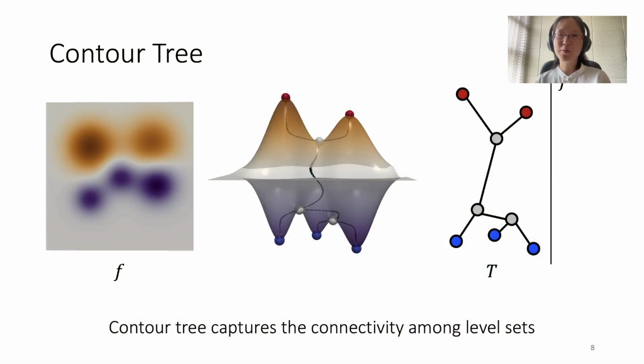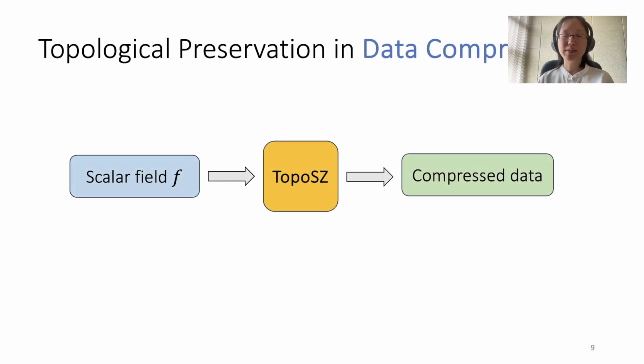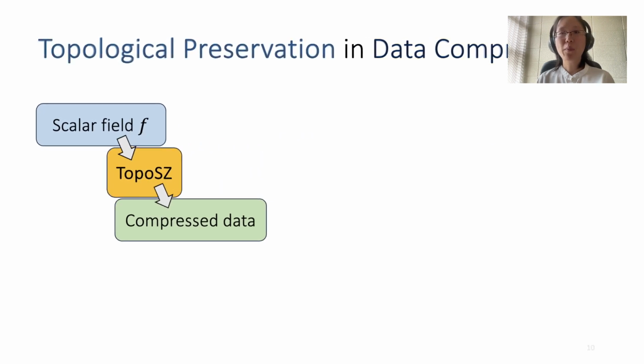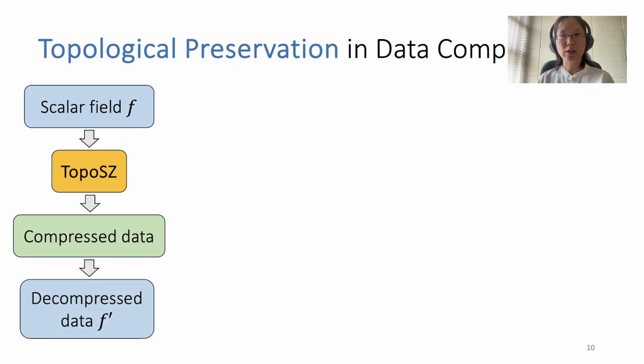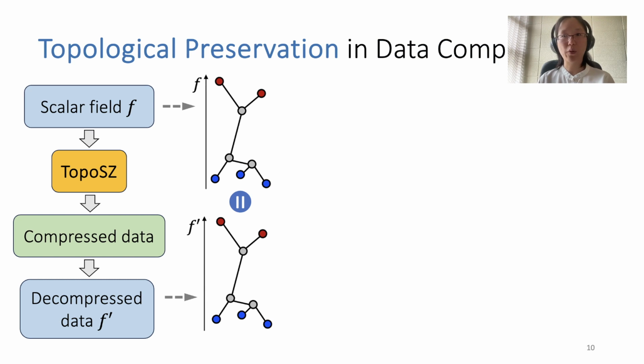We are interested in preserving topological features captured by contour trees. Here is a simple example of a contour tree. It captures the connectivity among level sets. Given a scalar field, we use a compressor to get the compressed data. So how to evaluate the performance of topological preservation? In our work, we require the contour tree that arises from the original scalar field and the decompressed scalar field to have the same structure.